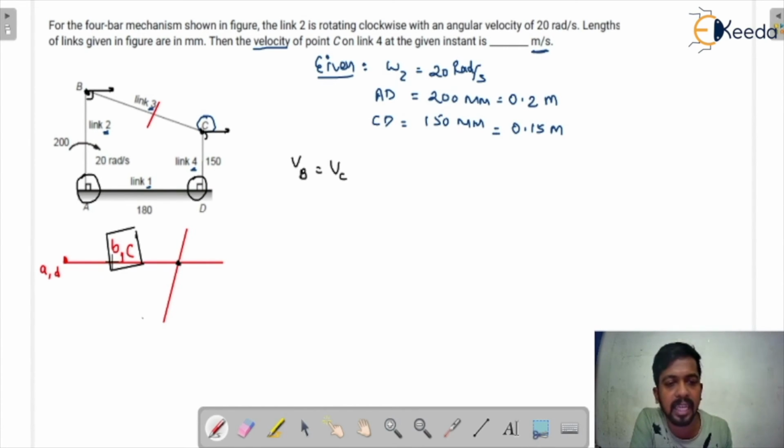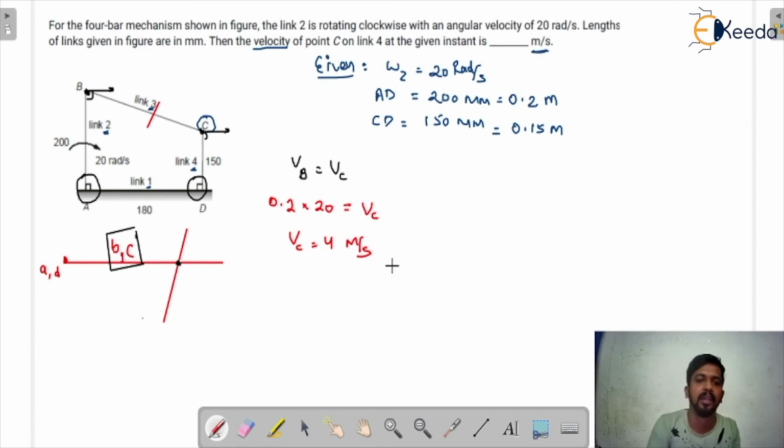In that case you can see here B and C are in the same direction, that means VB is equal to VC, and I can solve this because we have to find the velocity at point C. Simply VB is equal to R omega, and what is R for link 2? R is 0.2 meter, and omega is 20 radian per second, which is given, and we just have to find VC. So VC you can calculate, that would be 4 meter per second.